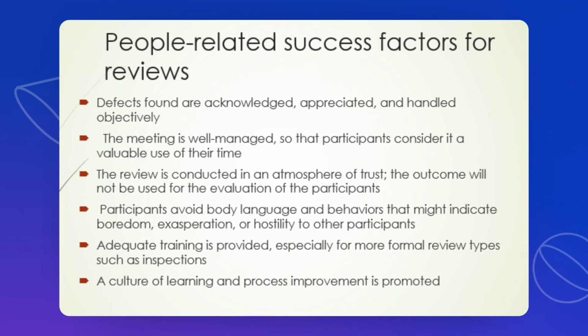So, review defects found are acknowledged, appreciated, and handled objectively. This is a very important people-related success factor because the author can be on the defensive side, so we should keep in mind that we communicate in an objective manner. The meeting is well managed so that participants consider it a valuable use of their time. We should not blame others for errors and issues. We should not judge them based upon the error because we are humans. We can miss things.